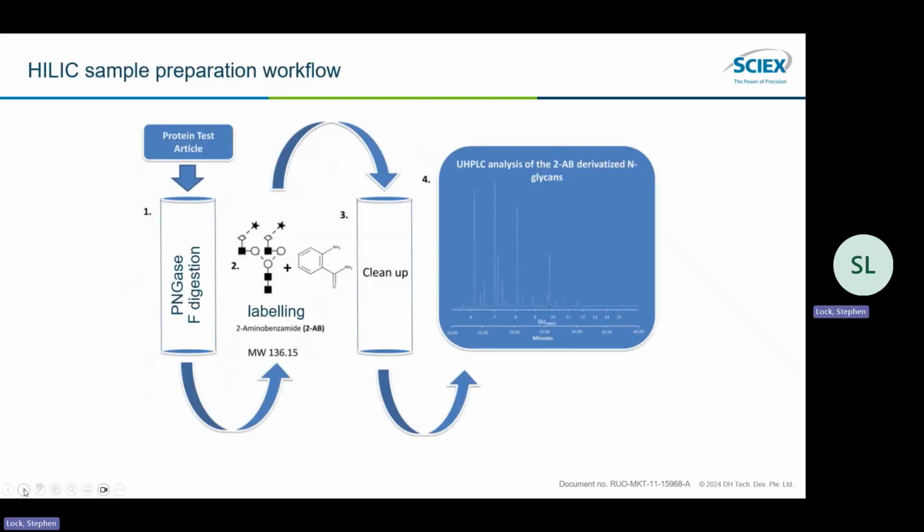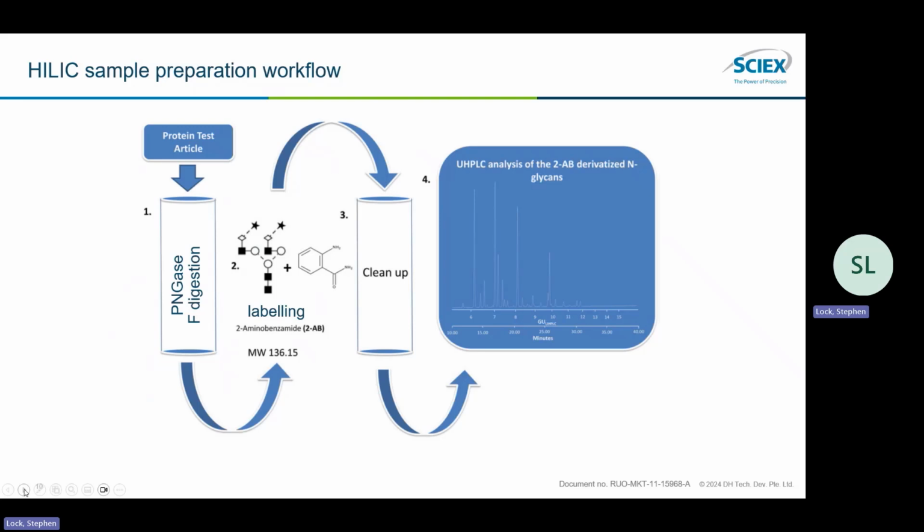So as I mentioned, in order to do this analysis, you first have to cleave off your N glycans from your protein, your monoclonal antibody, and the common enzyme used in this space is PNGase F. So you digest your protein, then you label it, and one of the common labelers, which has been used historically in the past, is 2AB or 2-aminobenzamide. This adds something which can be detected, a fluorophore, to the glycan, and then you clean up to remove unused reagent, and then you analyze the sample.